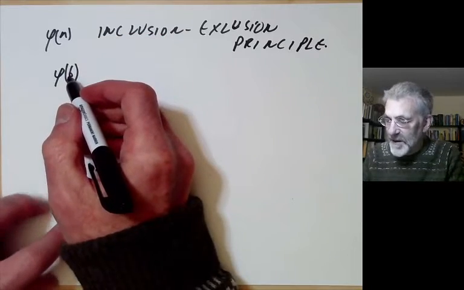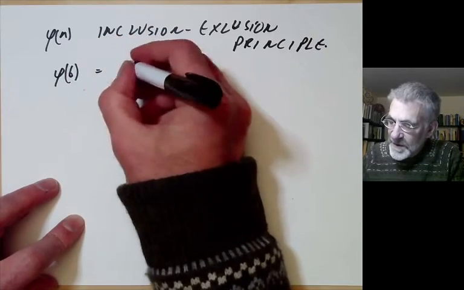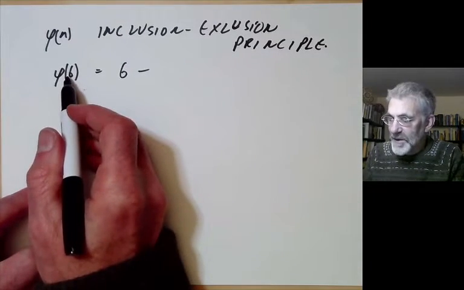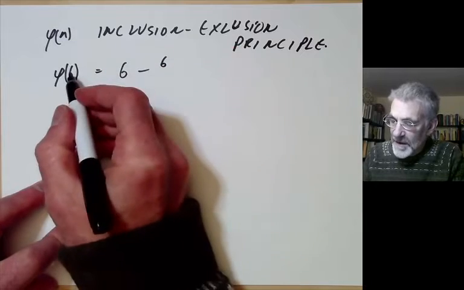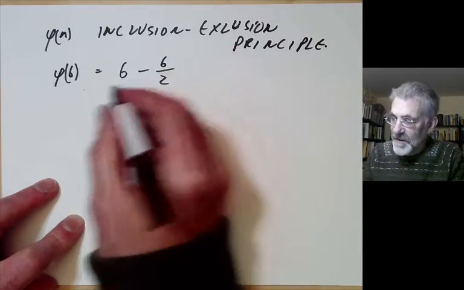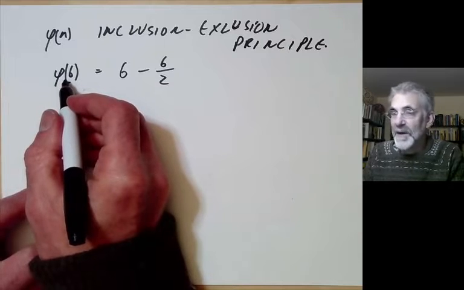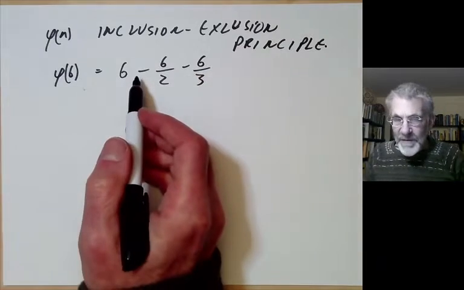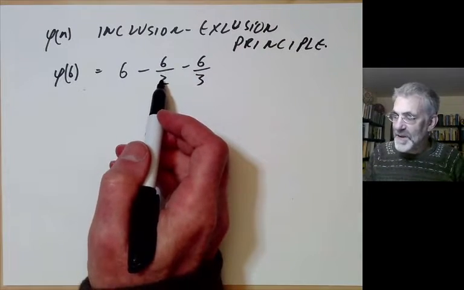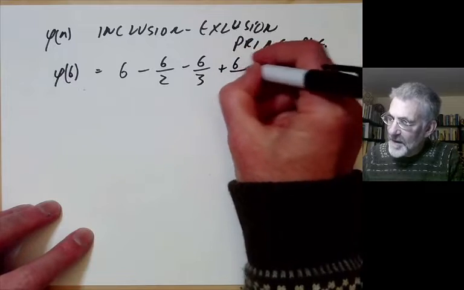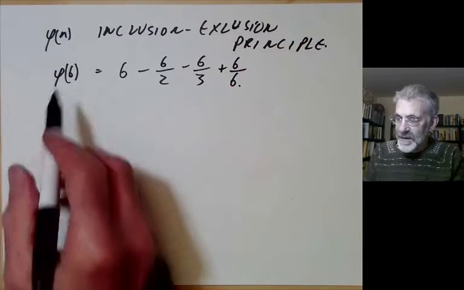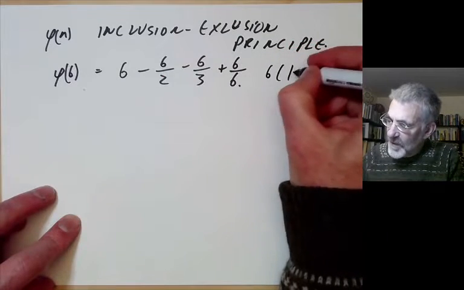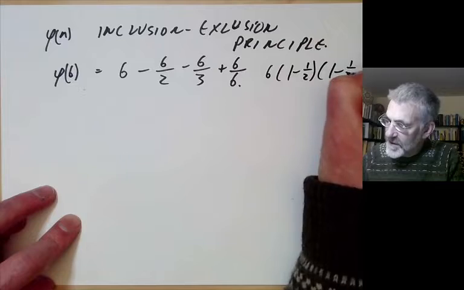Well, phi of 6 is going to be, you start with taking 6, and then you have to throw away the number of elements divisible by 2. So the number of elements divisible by 2 is 6 over 2. And then we have to throw away the number of elements divisible by 3, because these aren't coprime to 6 either. So we subtract 6 over 3. But then we've thrown away too many, because we've thrown away the element 6 twice. So we have to add in the elements divisible by 6. So phi of 6 ends up looking like this. And if you think about it, this is just 6 times 1 minus a half times 1 minus a third.